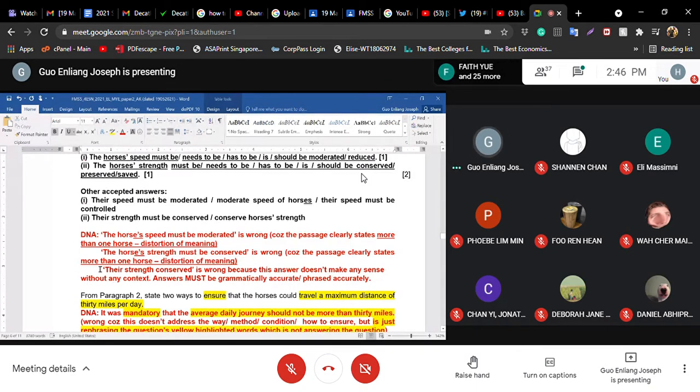And then another popular wrong answer is this. Their strength conserved doesn't make any sense without the context, so it must be phrased accurately. You must say their strength was conserved. So you must phrase it accurately.